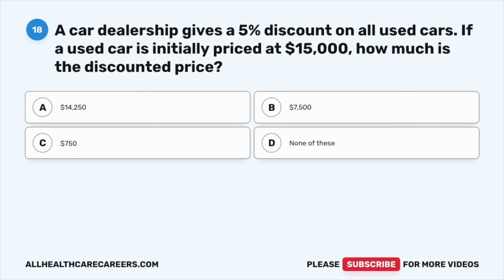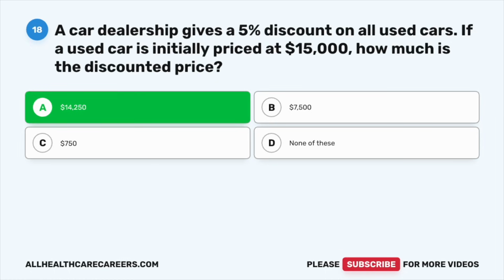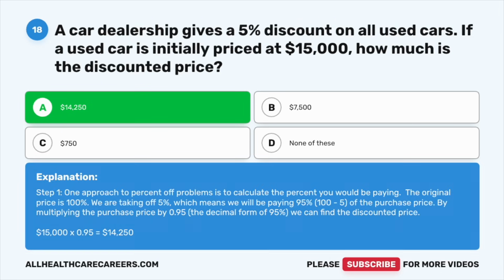Question 18. A car dealership gives a 5% discount on all used cars. If a used car is initially priced at $15,000, how much is the discounted price? Option A, $14,250. B, $7,500. C, $750. D, none of these. The correct answer is A, $14,250.